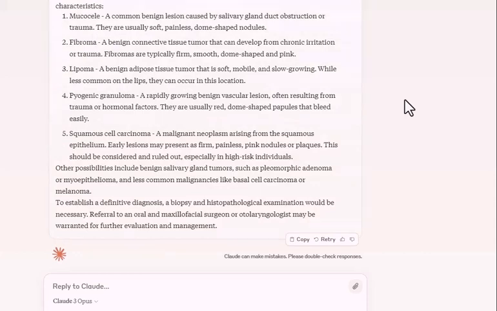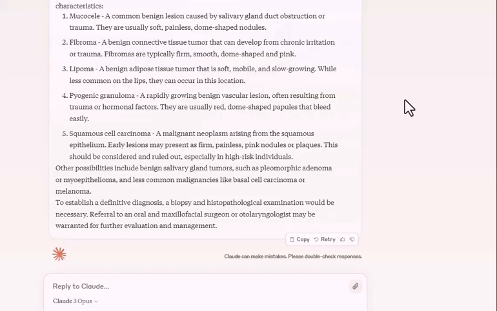It gives one-line descriptions of each of these. Mucocele, common benign lesion caused by salivary gland duct obstruction or trauma. They're soft, painless, dome-shaped nodules. Fibroma is a benign connective tissue tumor that can develop from chronic irritation or trauma. Fibromas are firm, smooth, dome-shaped, and pink. A lipoma, benign adipose tissue tumor that is soft, mobile, and slow-growing. While it's less common on the lips, they can occur in the location.